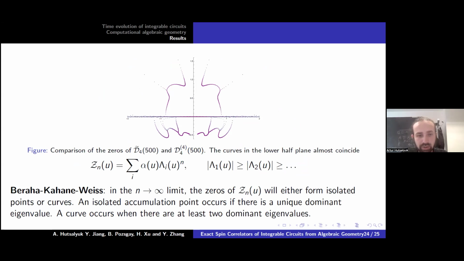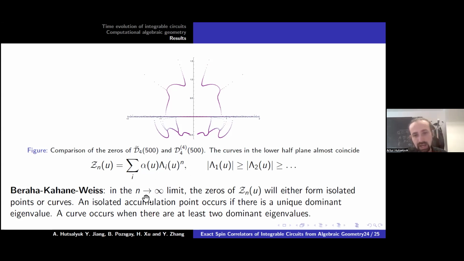Also, there is an interesting connection with the Beraha-Kahane-Weiss theorem. It says that for a function of this type, and this is exactly the type we have for time propagation, eigenvalues of the transfer matrix with power n, so n is just the number of steps, how many times we apply this propagation operator in the right direction. And basically here are just some coefficients that don't depend on this propagation.